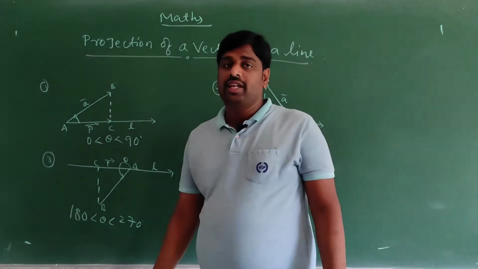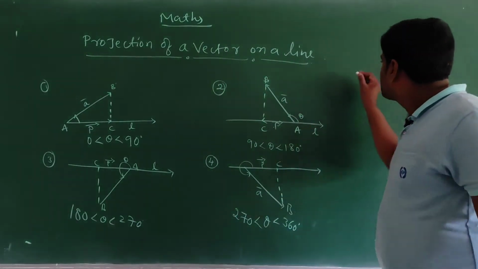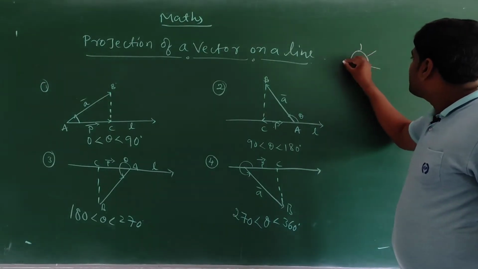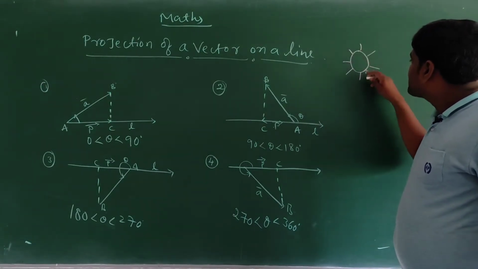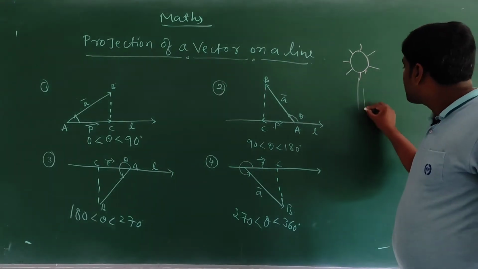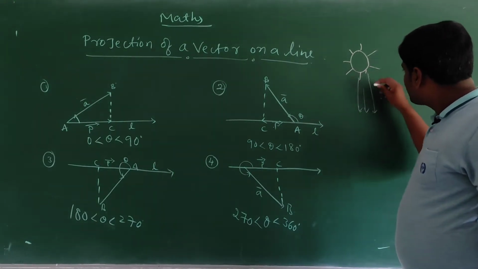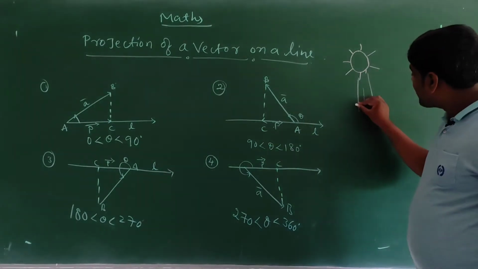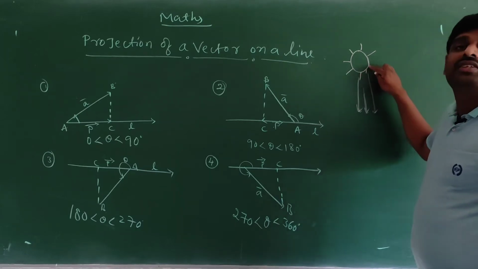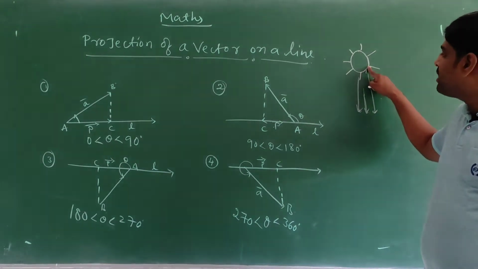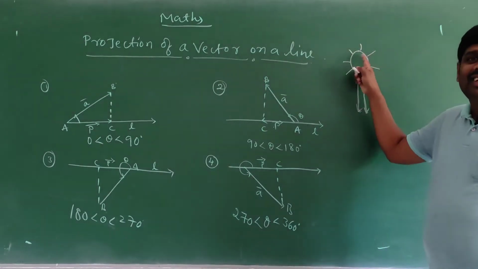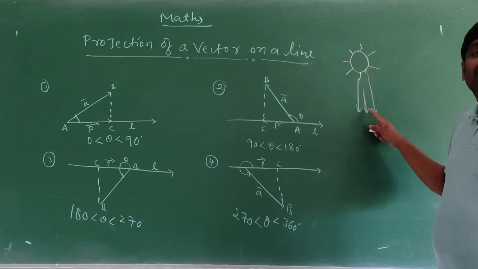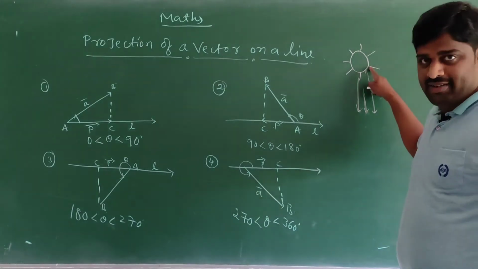Here, projection means, suppose this is the sun. The sun emits rays, in the form of sun rays. These sun rays are called the projection of the sun. Similarly, the sun is giving rays, and these rays are called the projection of the sun.